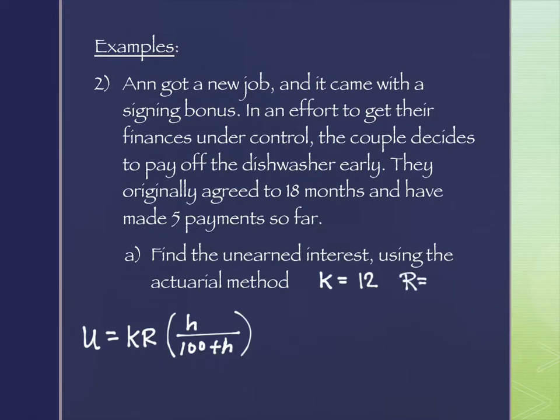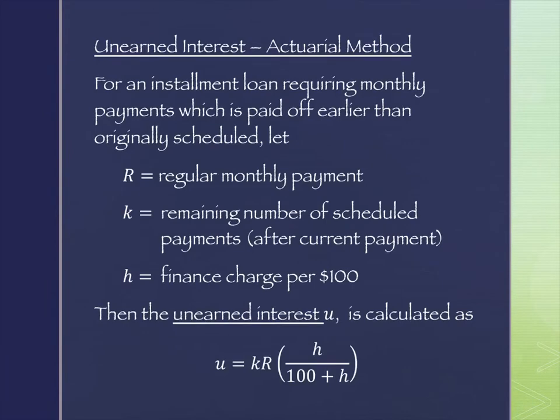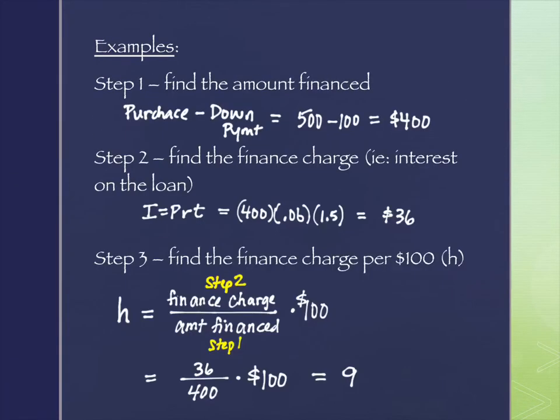All right, R. Now we haven't calculated R yet. R is supposed to be the monthly amount that they owe. So let's go back real quick to what we had. They financed $400, so they owe $400. And there's a charge of $36 for that time, right? So this means that they actually have a total that they owe of what? 436. Right, 436. 400 was the actual product, 36 is the finance charge.